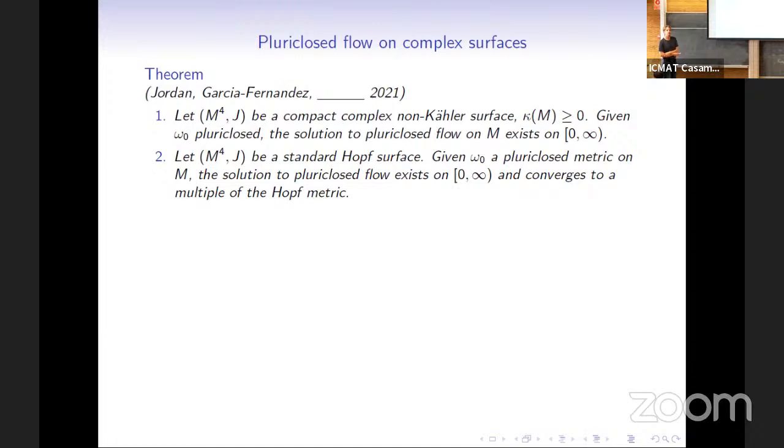That could be true. I don't remember offhand. But of course it's a different PDE, so it behaves differently. Okay.